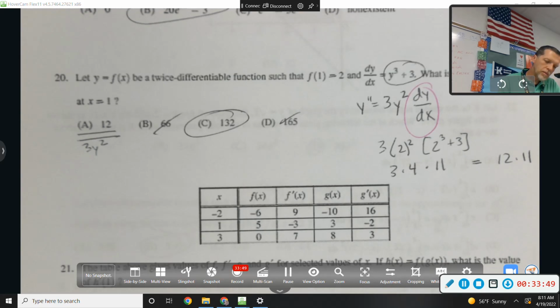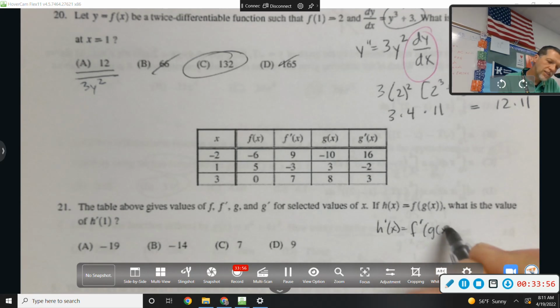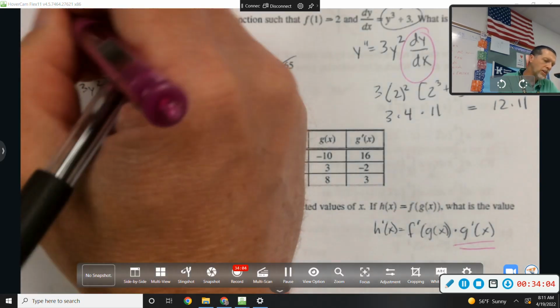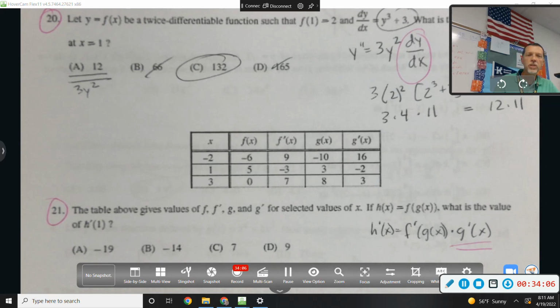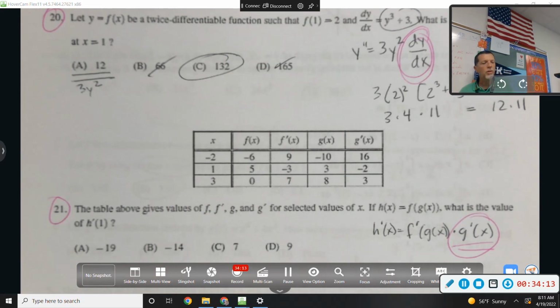Chain rule: h prime is f prime of g of x times g prime of x. Again, chain rule. In fact, that's kind of interesting. I just noticed that 20 and 21 are both chain rule type questions at the end. They're very different. One's an equation, one's a table, but it's basically, do you remember the chain rule?